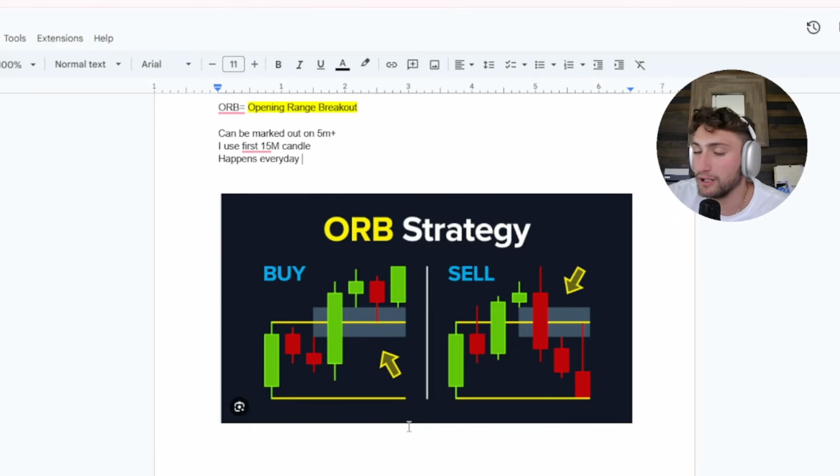So essentially this chart here, this picture I should say, explains it best. You have the high wick and the low wick. Let's call this the 15-minute candle. So this candle is done printing at 9:45 a.m. Eastern Standard Time of New York session.